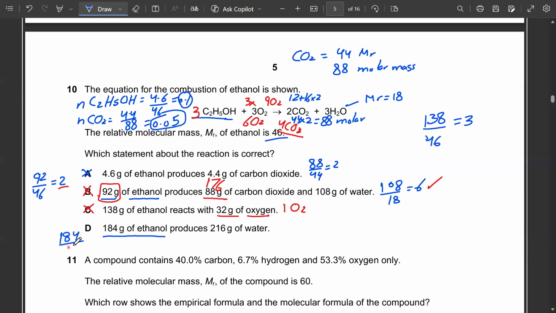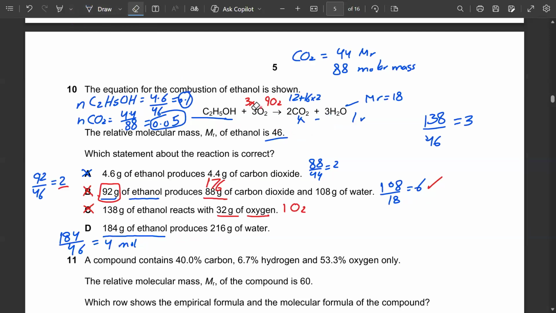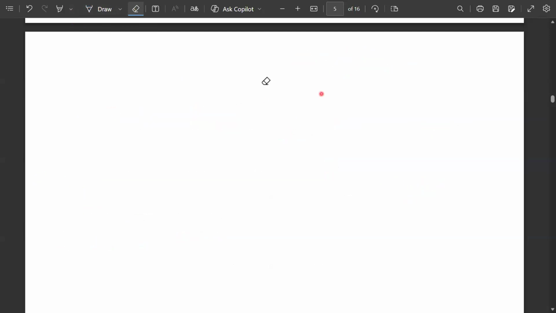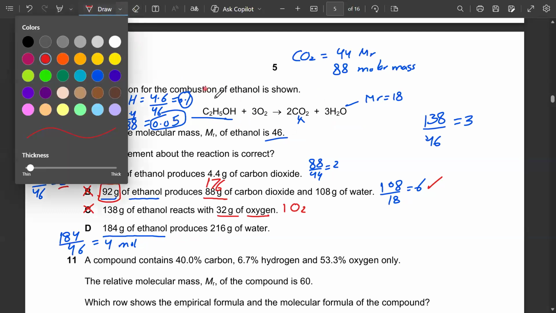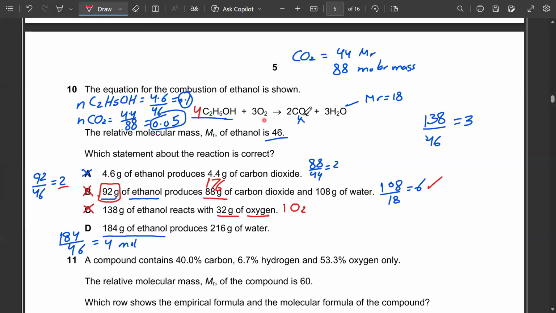184 divided by 46 is equivalent to 4 moles of ethanol. Now, if it is 4 moles, you need to multiply the whole equation by 4. So, if we multiply the whole equation by 4, we also need to compare with the water. So, 4 moles of ethanol would mean 4 times 3. That is equal to 12 moles of water.